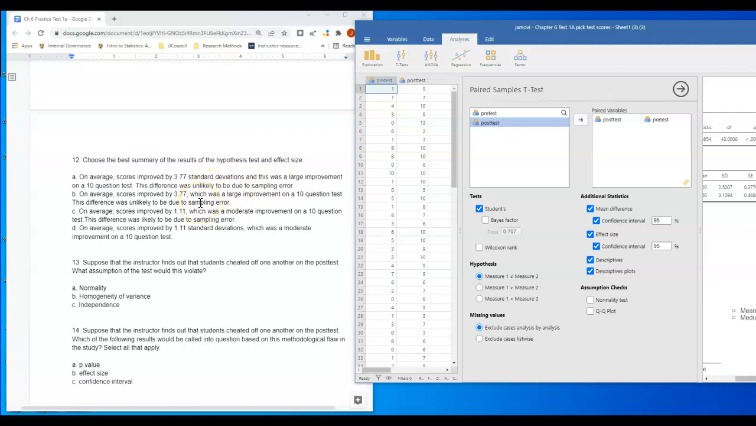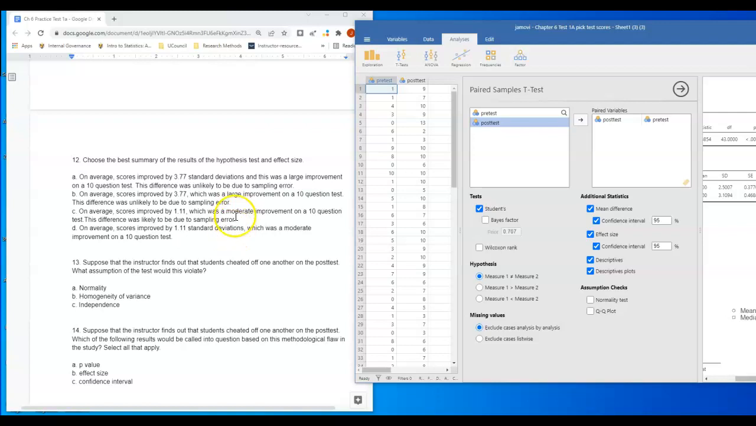B, on average scores improved by 3.77, which was a large improvement on a 10-question test, which is true. And the difference is unlikely to be due to sampling error. That is also true because the p-value was less than 0.001. So B is correct.